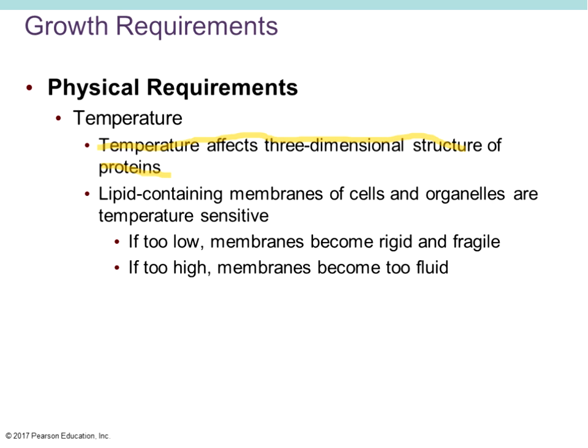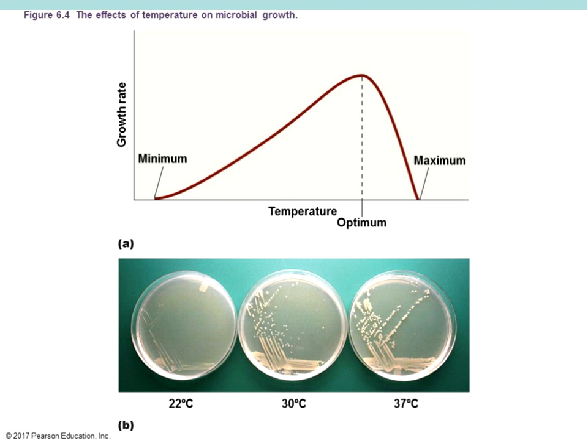Lipid-containing membranes of cells and organelles are also temperature sensitive. So if the temperature is too low, and you guys know this, if you take oil and you set it outside or set it in a refrigerator, it's going to become much more rigid and more stiff, and then subsequently it can also become more fragile. These plasma membranes or anything that contains lipids, if it's too high, then it's going to become too fluid, so it's going to move too much. So not only does temperature affect proteins, but it can also affect lipid-containing components of the cell.